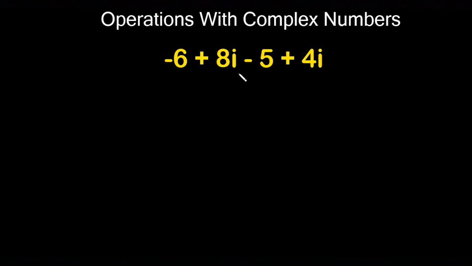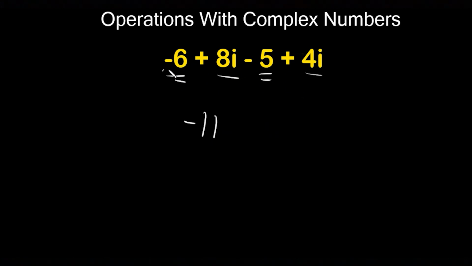So here's our first example, and it's pretty straightforward. I have addition and subtraction. And so what you want to think about here, look at your imaginary numbers. I have 8i and I have 4i. Those are like terms. I can combine my imaginary parts and then I can combine my real parts, and that is going to form a complex number. So for example, my real parts here, I have a -6 and a -5. When I combine that, I get -11.